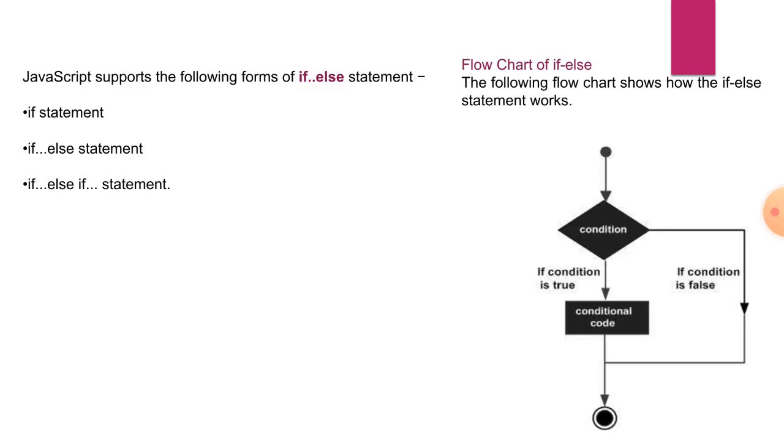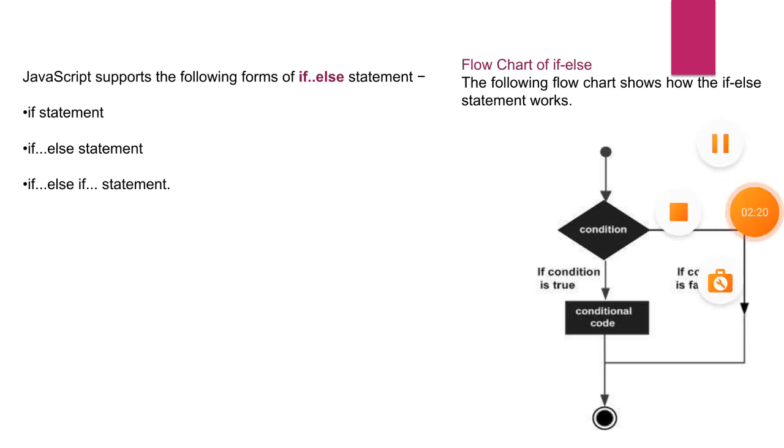First is the if-else statement. This if-else statement has three forms. One is the if statement, another is the if-else statement, and next is the if-else-if statement. Here we have the flowchart of this if-else. First of all, we will start the program, and next we will check the condition.